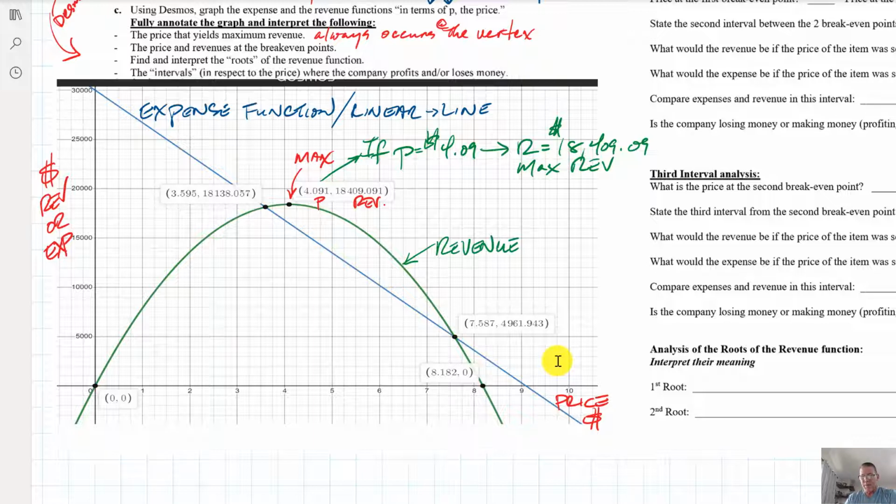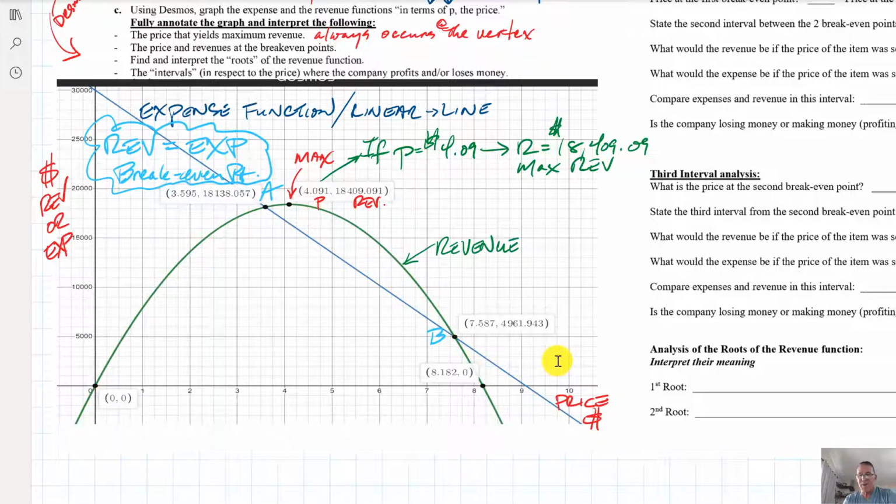Next thing we know is we have some break-even points where revenue meets expenses. We have two of them, one at A and then one here at B, and these are called break-even points. Let's make a little note of that. Break-even point is where revenue meets expenses. Revenue is equal to expenses. You're not making money, you're not losing money. So that's why they call it break-even.